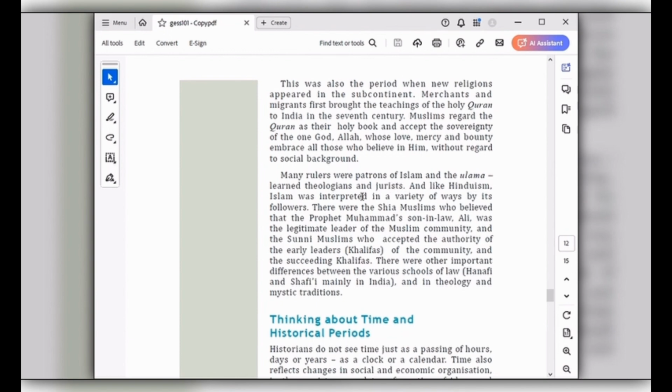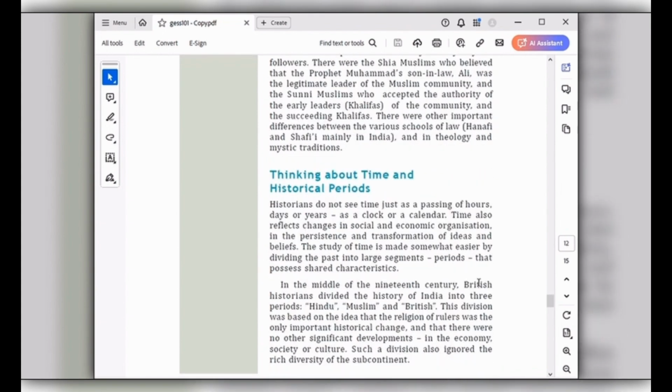Unlike Hinduism, Islam was interpreted in a variety of ways by its followers. There were the Shia Muslims who believed that the Prophet Muhammad's son-in-law Ali was the legitimate leader of the Muslim community, and the Sunni Muslims who accepted the authority of the early leaders, Khalifas of the community, and the succeeding Khalifas. There were other important differences between the various schools of law, Hanafi and Shafi, mainly in India, and in theology and mystic traditions.